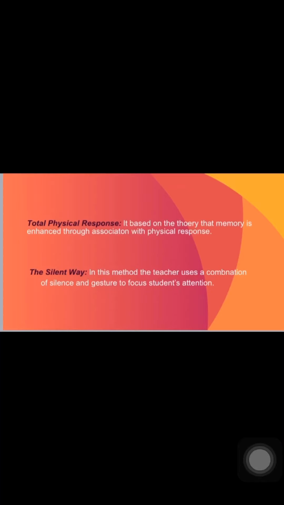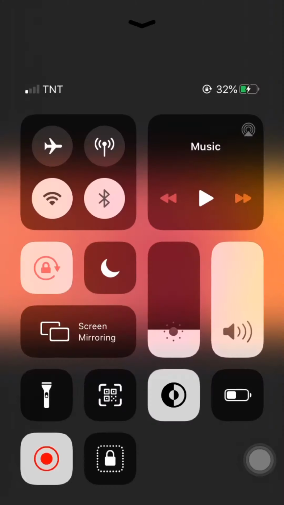The next is the silent way. In this method, the teacher uses a combination of silence and gestures to focus students' attention. It is based on the premise that the teacher should stay silent as much as possible in the classroom, but the learners should be encouraged to produce as much language as they possibly can.